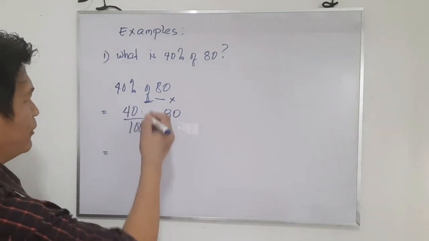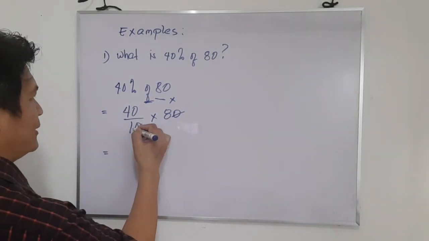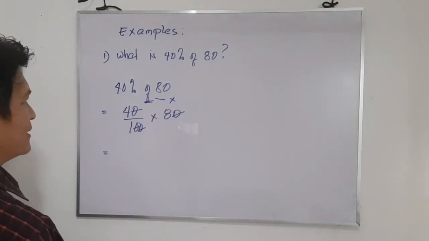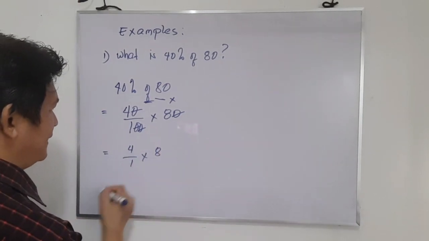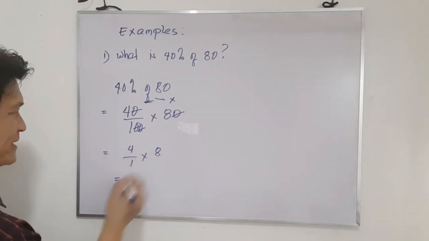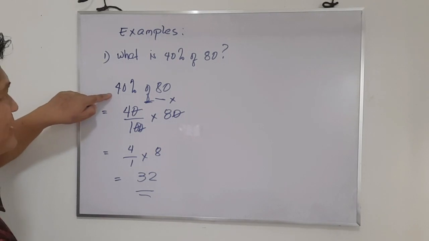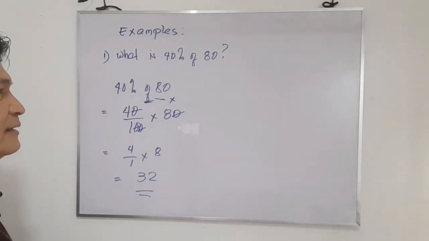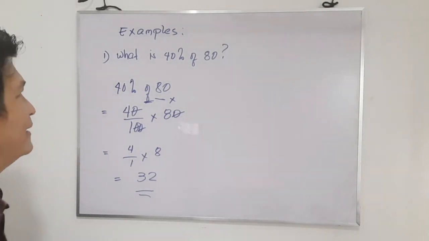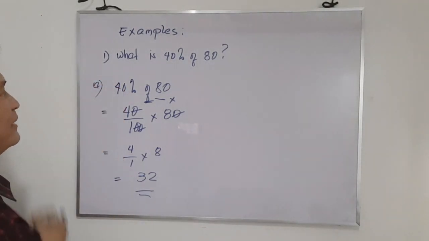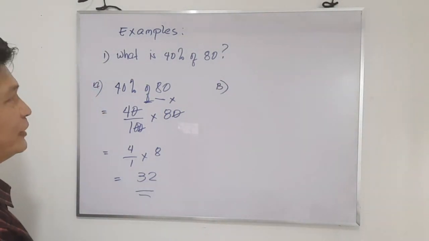And we can easily solve this. We can cancel your 0 and 0, so that leaves 4 over 1 times 8. And so 4 times 8 is 32. Therefore, 40% of 80 is 32. Now we try to solve this using the decimal. Okay, so that is method number 1, and we solve method number 2 using your decimal.